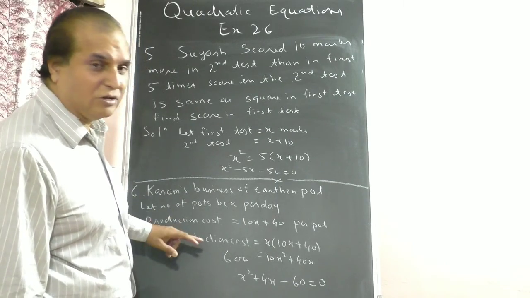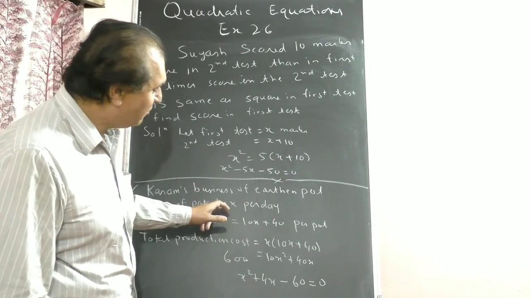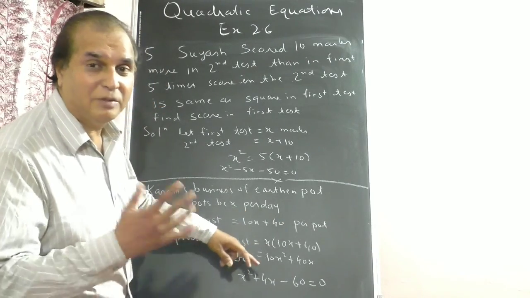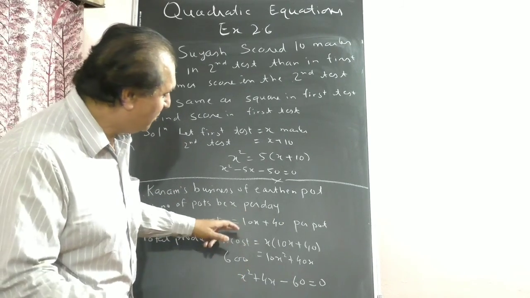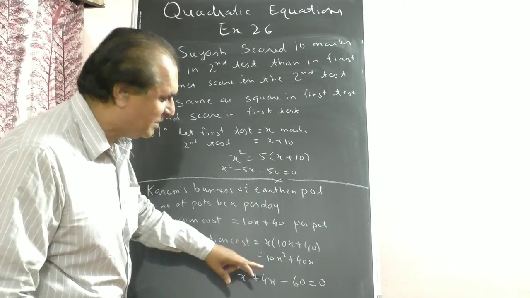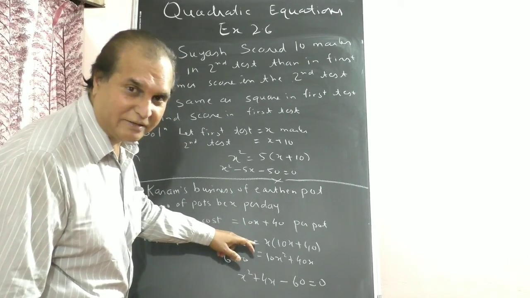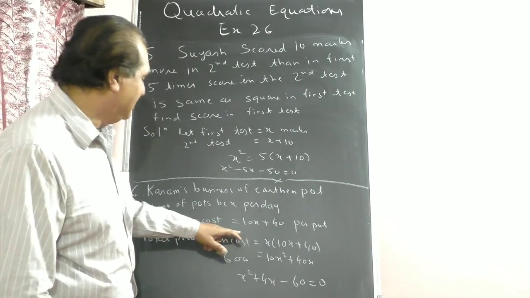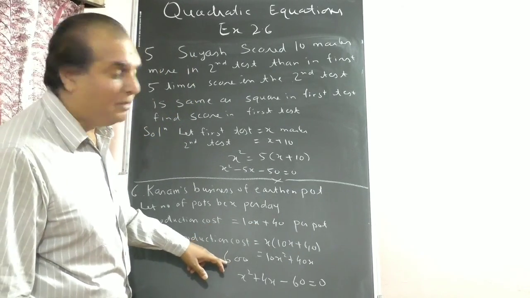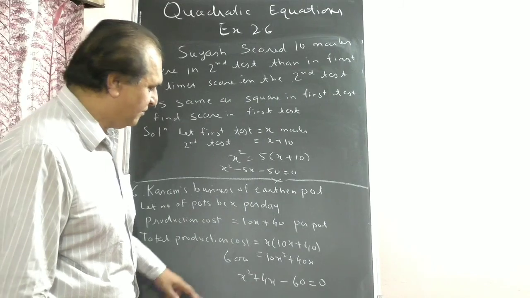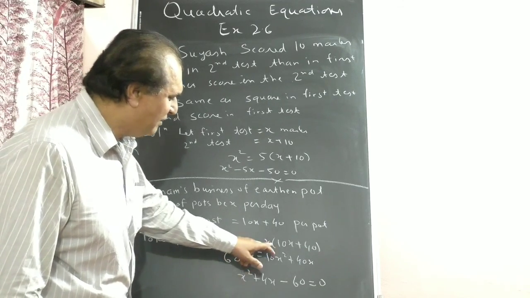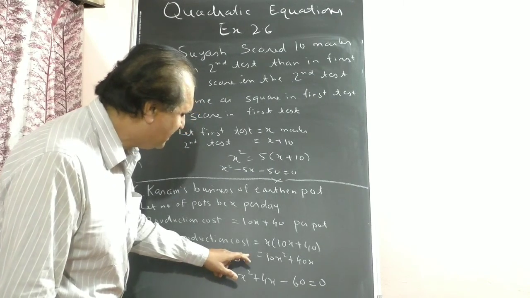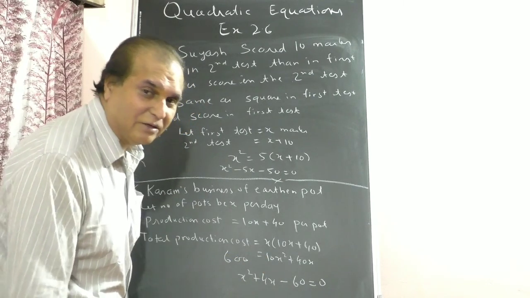And production cost is 10 times the number of pots per day plus 40, so 10x plus 40 per pot. So total production cost is x into 10x plus 40. X pots he makes, x into 10x plus 40, which is 10x square plus 40x. And this total production cost per day is given as 600. I am dividing each number by 10. So x square plus 4x minus 60 equal to 0 is a quadratic.